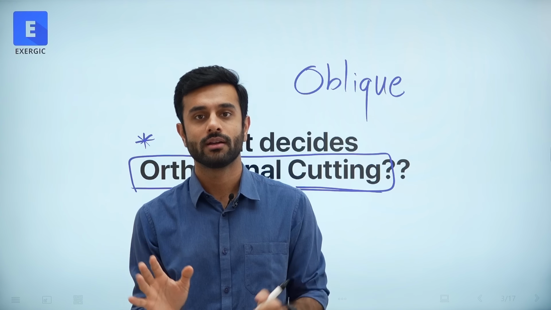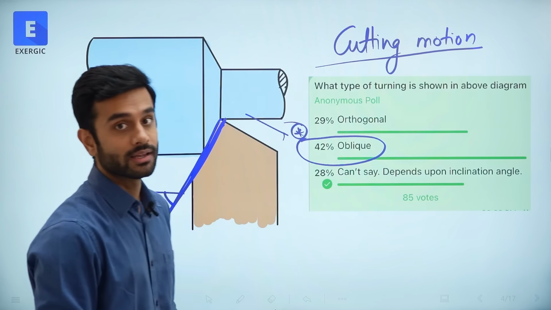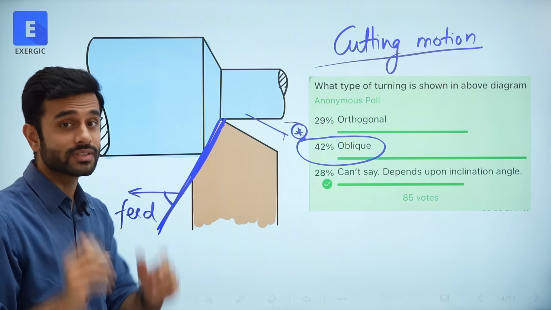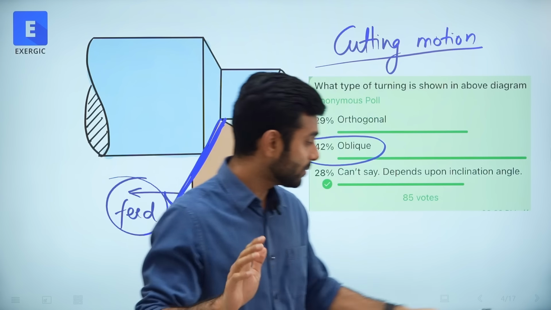Then please go back to the very first lecture of orthogonal cutting from wherever you have covered and read it carefully. There are chances that it also might have some mistake, because when I asked them with respect to which motion we decide orthogonal cutting, many of them said feed motion. It is wrong. Let me show you some proofs.